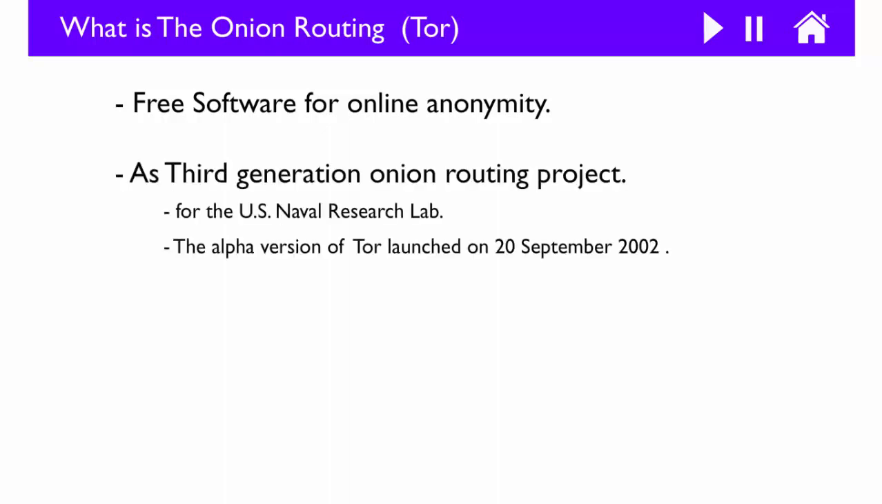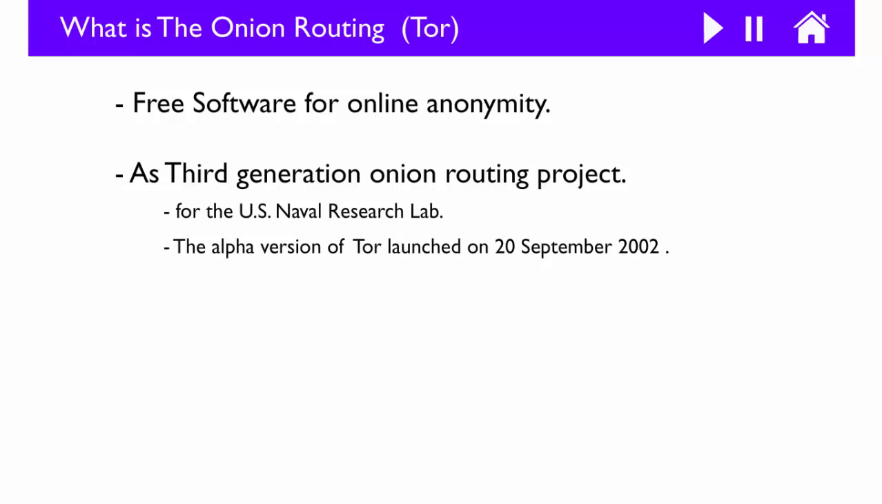Tor is free software for enabling online anonymity. It is designed to make it possible for users to surf the internet anonymously. It was originally designed, implemented, and deployed as a third-generation onion routing project of the U.S. Naval Research Lab.